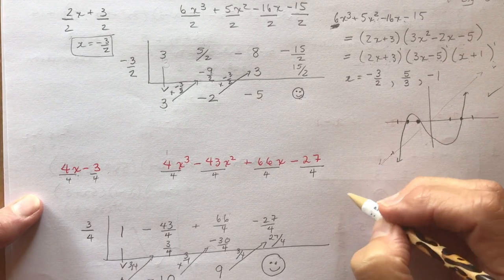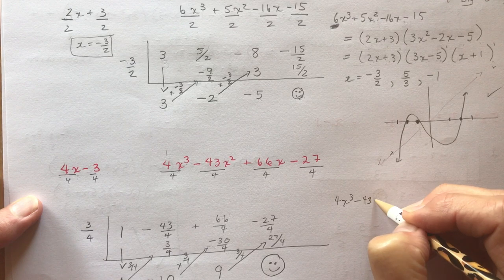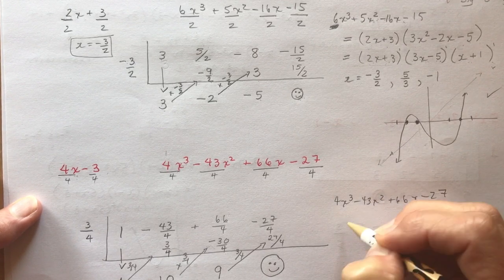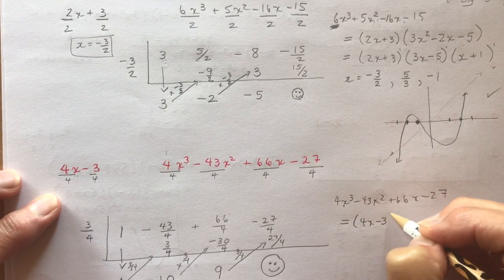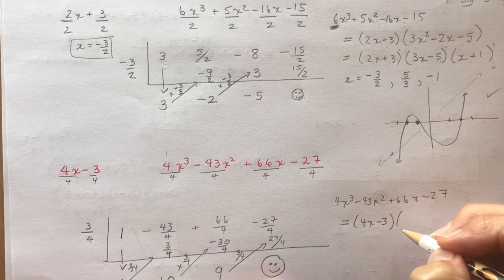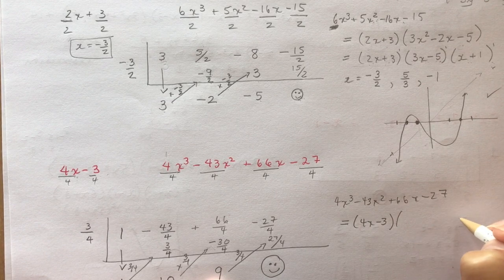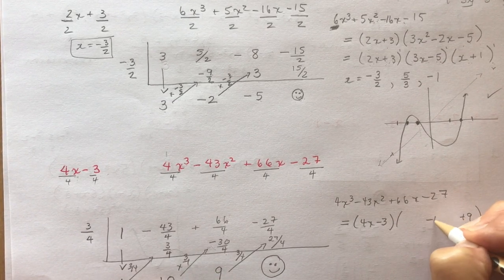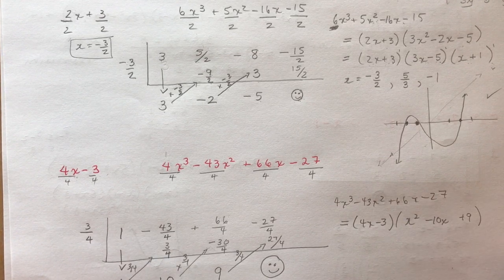So right now, I have that 4x cubed minus 43x squared plus 66x minus 27 is equal to 4x minus 3. So we had that factor already. And then here, remember this is your remainder. This is your constant. So that's plus 9. This is your minus 10x. And this is your x squared.